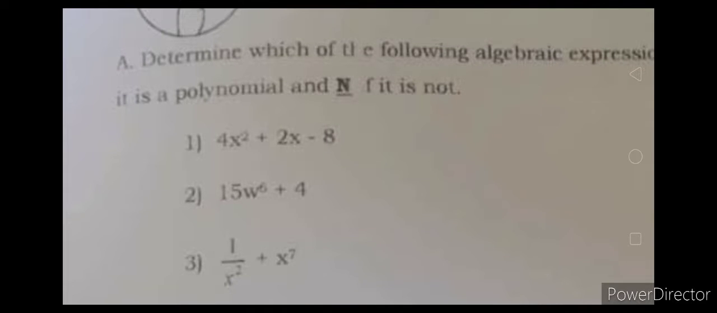So, kagaya ng number 1, i-check nyo, ano na yung exponent? So, for example, you have 4x raised to 2, the exponent is 2. So, is it positive or negative? Pag negative, that is non-polynomial. Kung positive, polynomial. Plus, the second term is 2x.